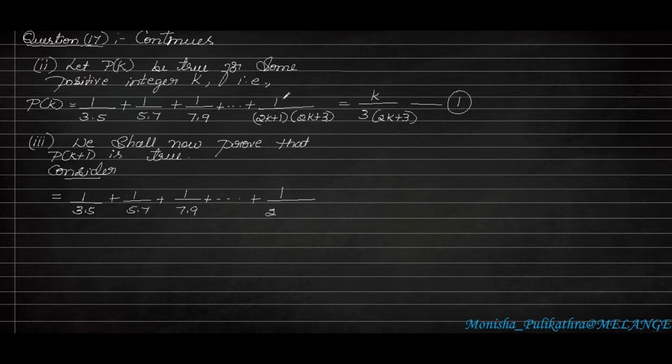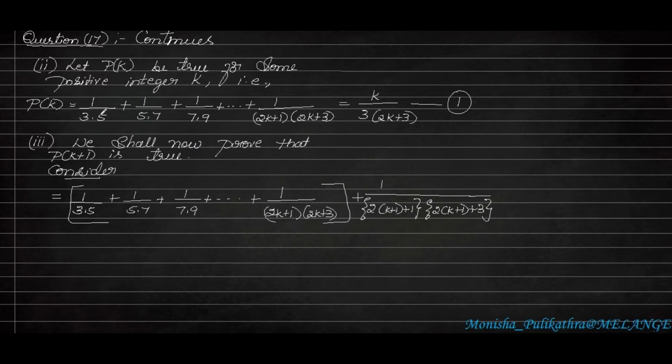Before including k plus 1, we have to write the k term, that is 2k plus 1 into 2k plus 3. So let this be arranged as a group. Up to this series we have to arrange it as a group. Later we have to include this k plus 1 part also, that is 1 by 2 into k plus 1 plus 1. In the place of k you have to include k plus 1. So next is 2 into k plus 1 plus 3.